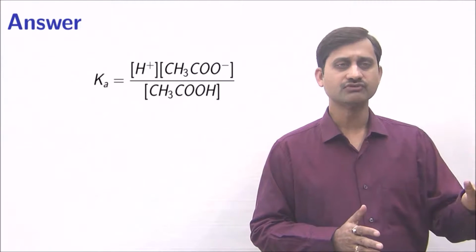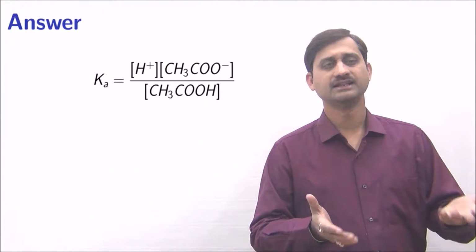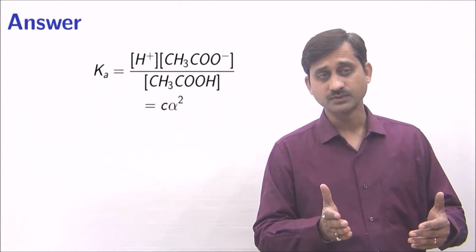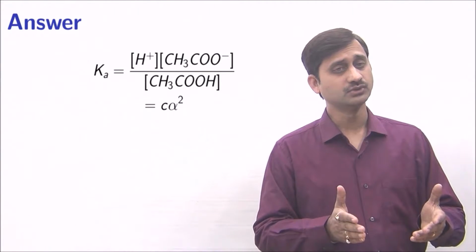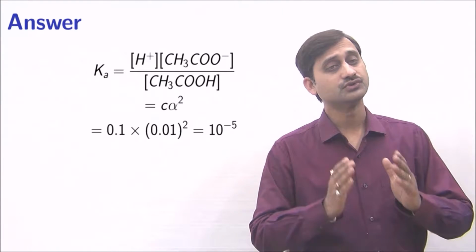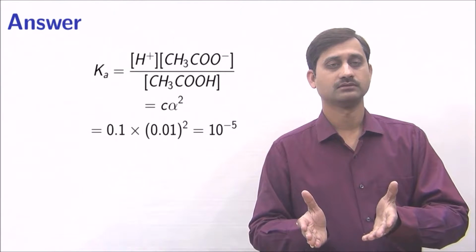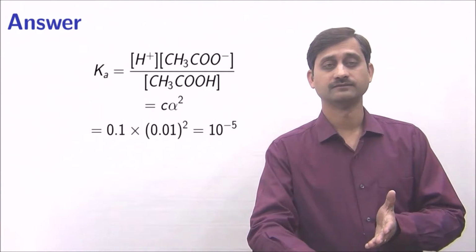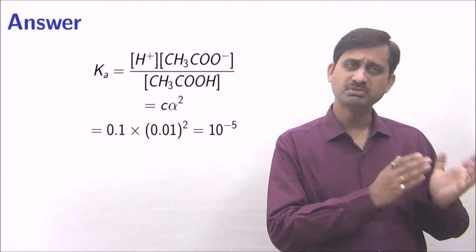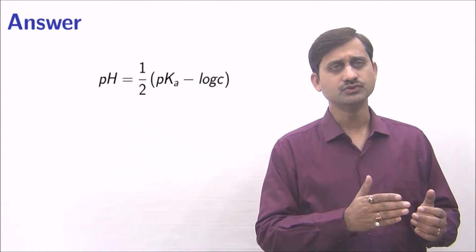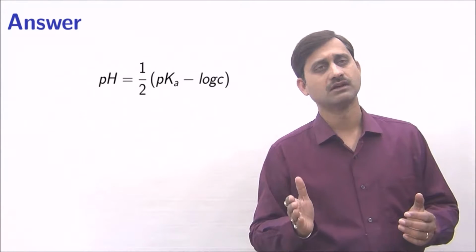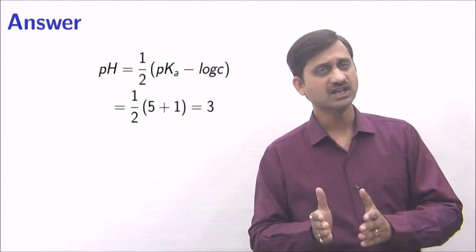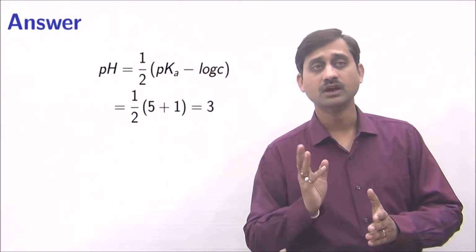Ka is the concentration of H plus times acetate ion divided by the concentration of acetic acid, that is equal to C alpha squared, and that's equal to 0.1 times 0.01 squared. So that turns out to be 10 raised to power minus 5. pH is 1 by 2 (pKa minus log C). That is equal to 1 by 2 of (5 plus 1), and that's equal to 3.